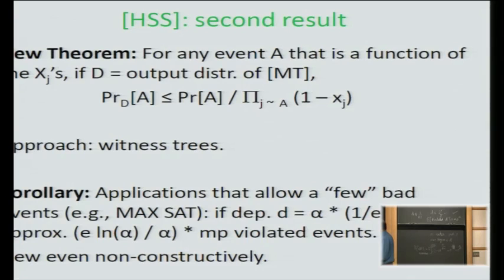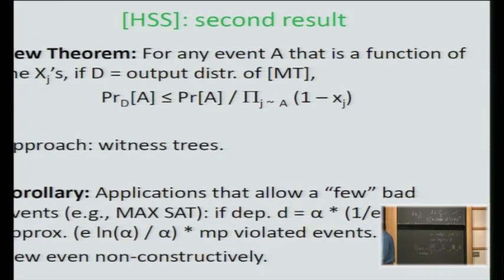But the main point to note is that this is the correct interpolation. When alpha is 1, this is 0, so this recovers the LLL, and when alpha is E, this quantity is 1 in parentheses, so you get the linearity of expectation, and between the two we interpolate. And to our knowledge this is new even non-constructively.